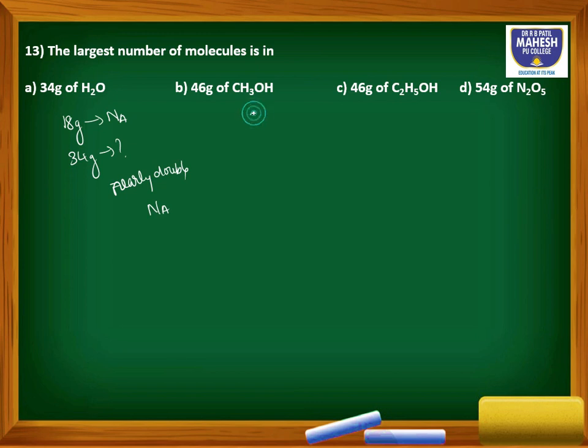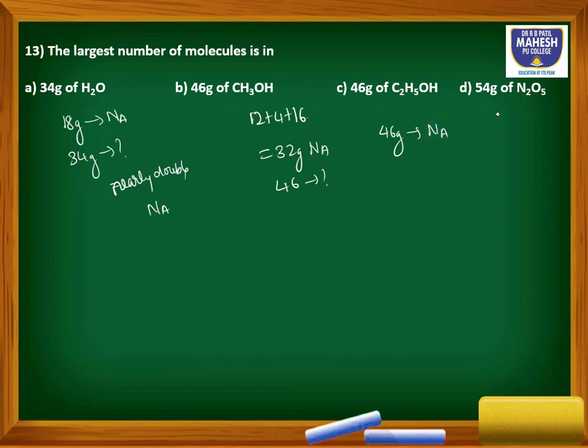Okay, methanol has a molecular mass of 12 plus 4 hydrogen, that is 4, plus 1 oxygen, that is 16. So when I add this, I am going to get 32. 32 gram has Avogadro number, then 46 has how many? Now here we have 46 gram of ethanol. The molar mass of ethanol is 46 gram only, hence it has Avogadro number of molecules.